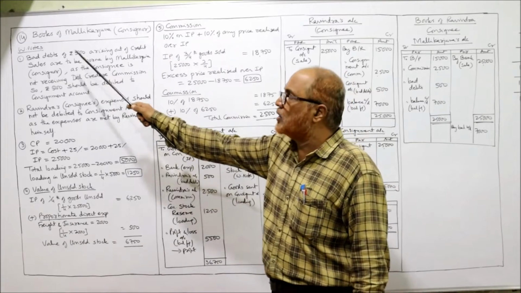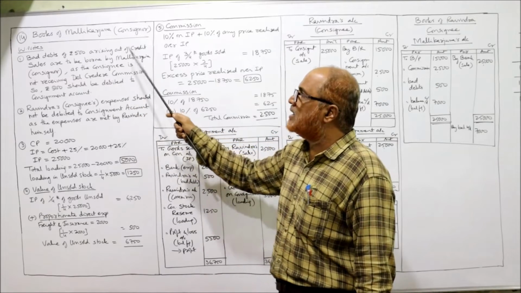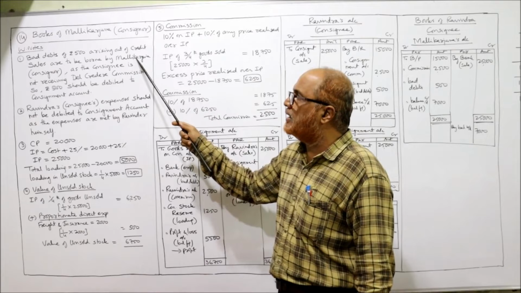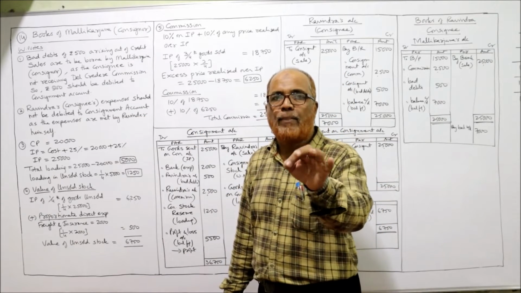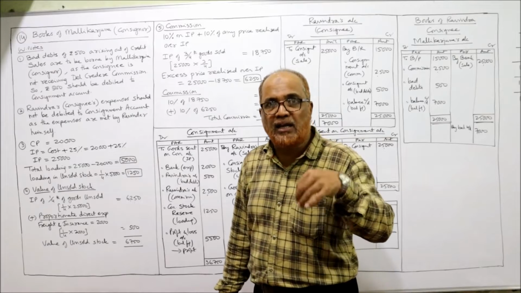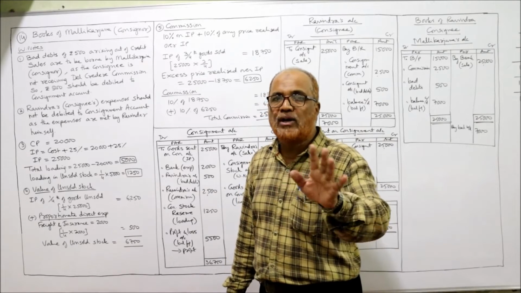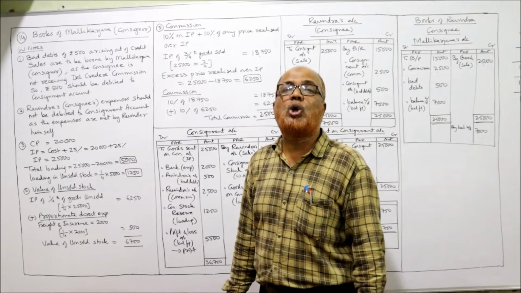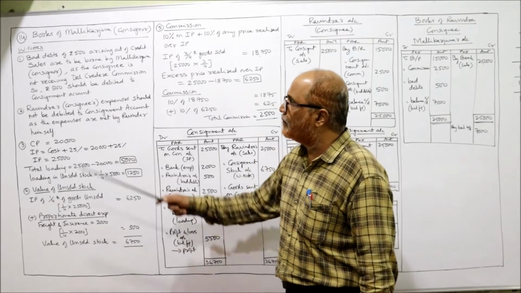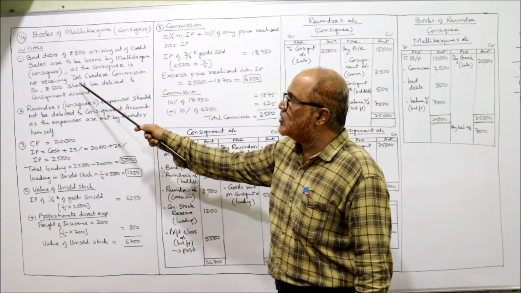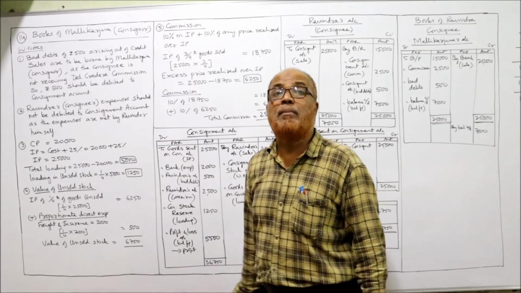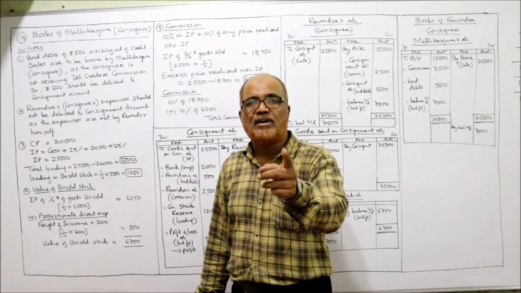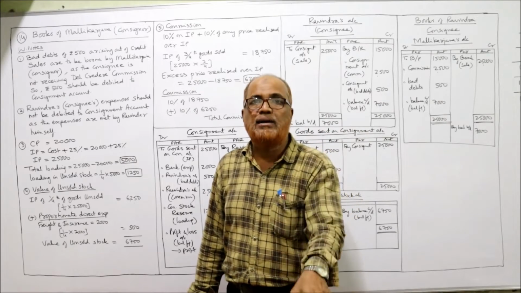The first working note. Bad debts of rupees 500 arising out of credit sale are to be borne by Mallikarjuna, the consignor. First time we are coming across where bad debts will be borne by the consignor himself. The bad debts will not be borne by the consignee because no del credere commission is paid. As the consignee is not receiving del credere commission, rupees 500 should be debited to consignment account. So first time we are charging the bad debts to consignment account.